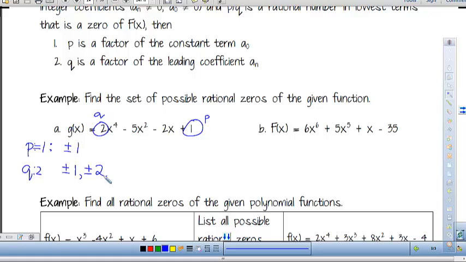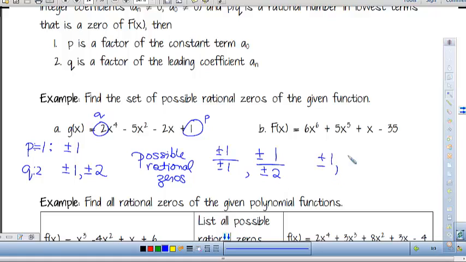So then the list of possible rational zeros takes every possible p-value and puts it over every q-value. So I would say plus minus 1 over plus minus 1, which is just 1. We didn't have to write all that, but to make the point, plus minus 1 over plus minus 2. So my list of rational zeros is plus minus 1 and plus minus 1/2. If I had more p-values, I would take every p-value and put it over every q to come up with my list of possible rational zeros.